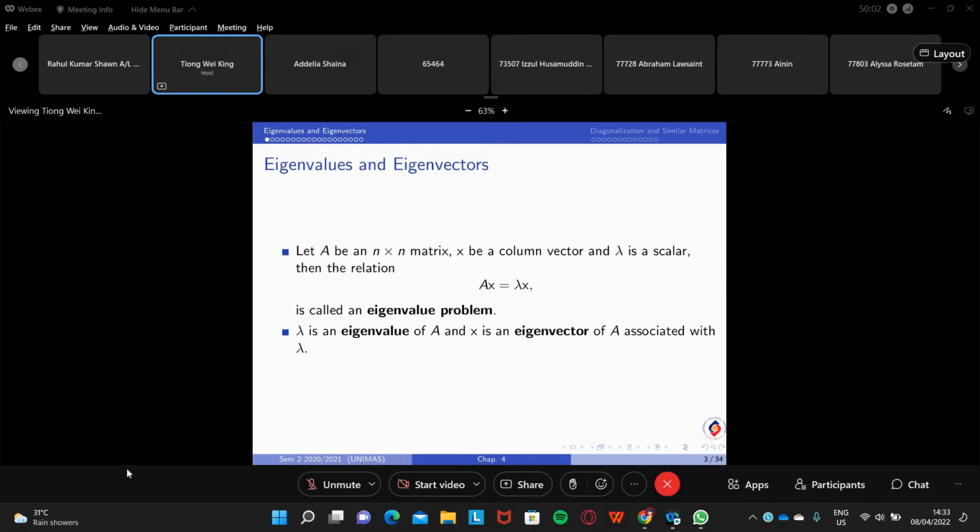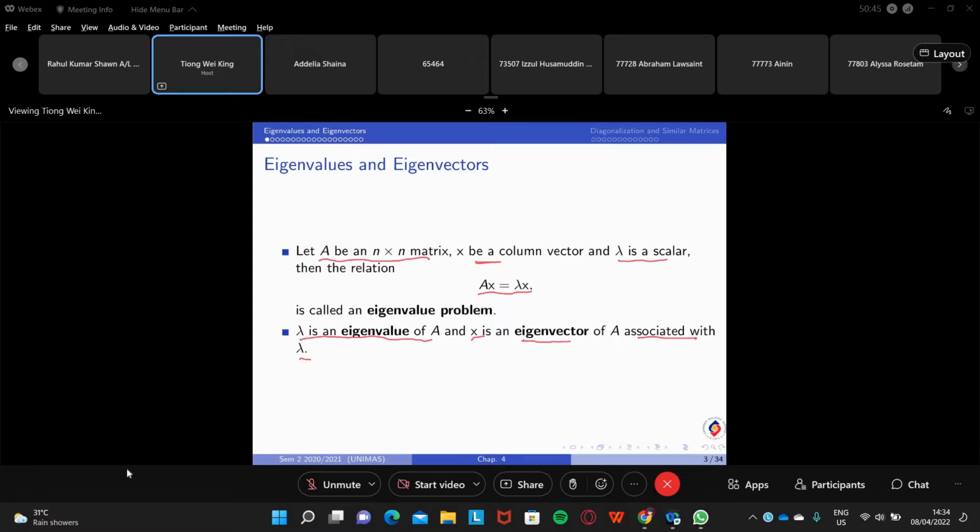eigenvectors. So here is the definition of the eigenvalue problem. If we have a square matrix A, x is a column vector, and lambda is a scalar, then any problem in this form, Ax equals lambda x, is called an eigenvalue problem. Here lambda is the eigenvalue of A, and x is the corresponding eigenvector of A associated with lambda.